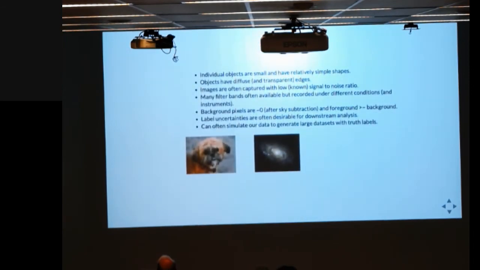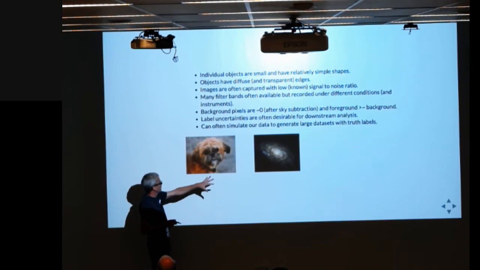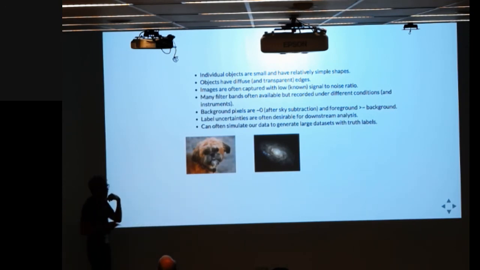Okay, so here's the list of things that I came up with. There are a few we didn't mention. One is that, coming back to the priors, the objects that we're dealing with are inherently pretty small. Not small if you're standing next to them, but viewed from Earth, and they have relatively simple shapes. The morphology, especially when you blur things by the atmosphere, is generally pretty small.